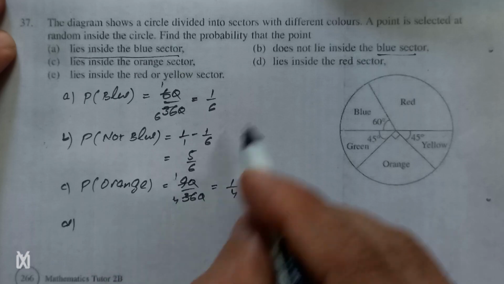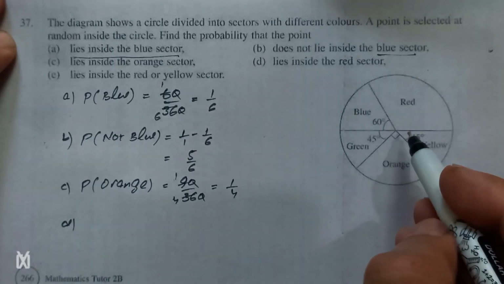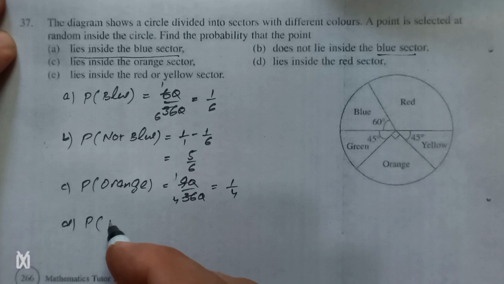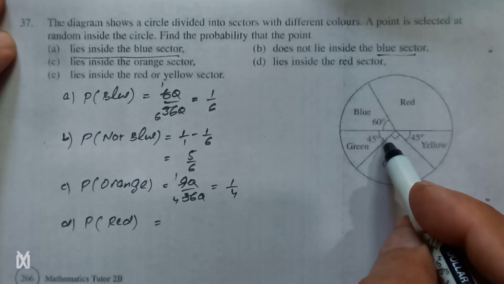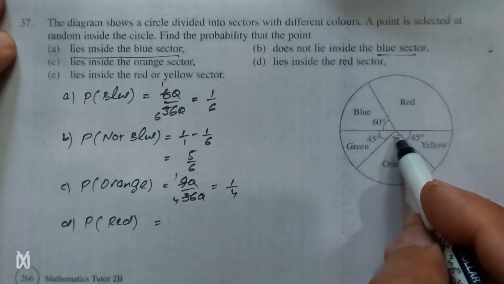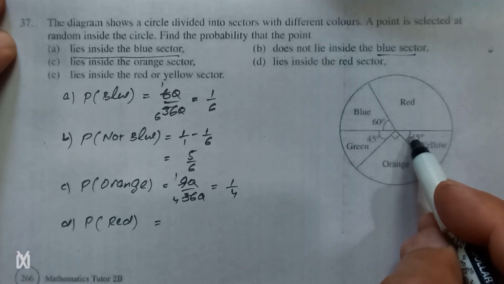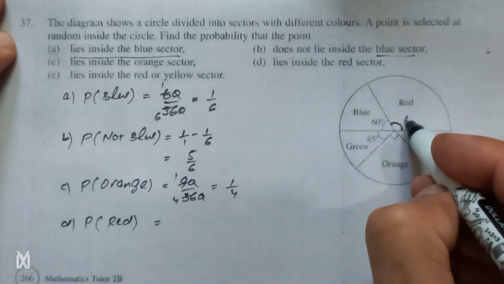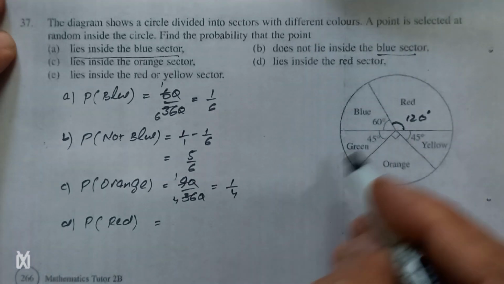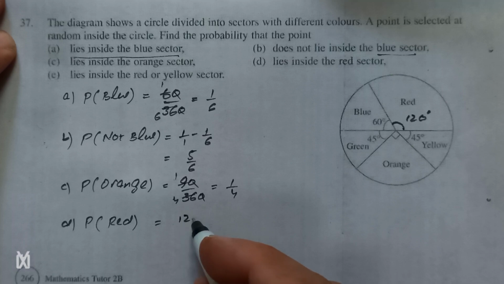D part, lies inside red sector. Probability of red. 60 plus 45 is 105, plus 90 is 195, plus 45 is 240, and this angle will be 120 degrees. So red's angle is 120 degrees. This is favorable over total 360, and after cancellation you will get an answer of 1 by 3.